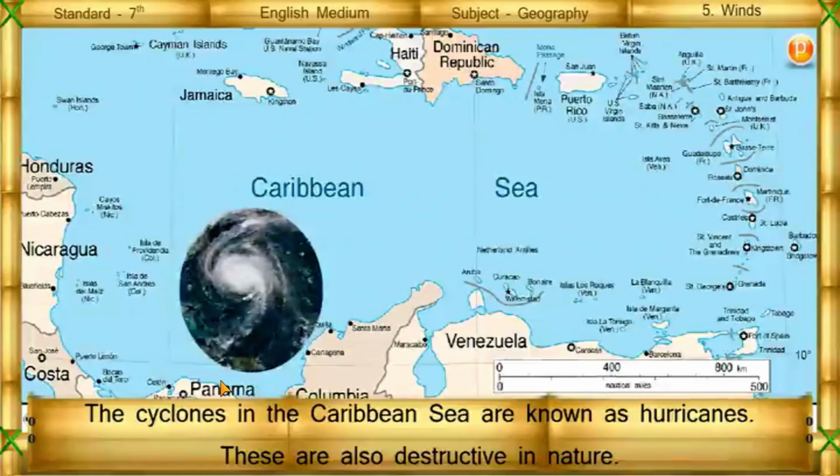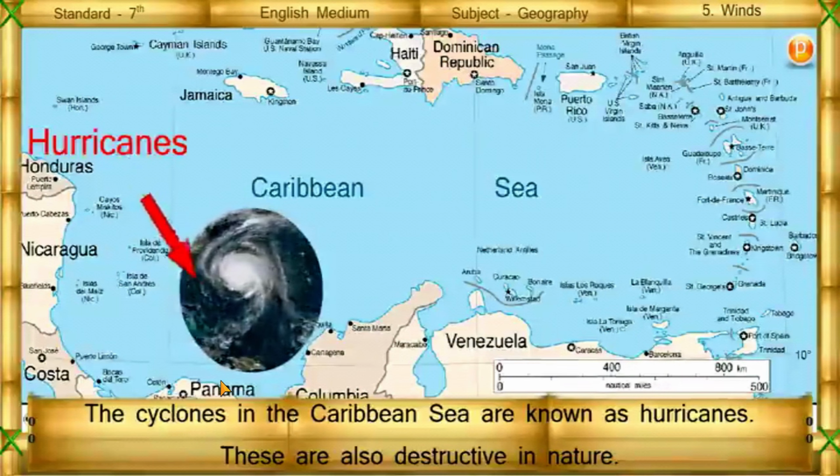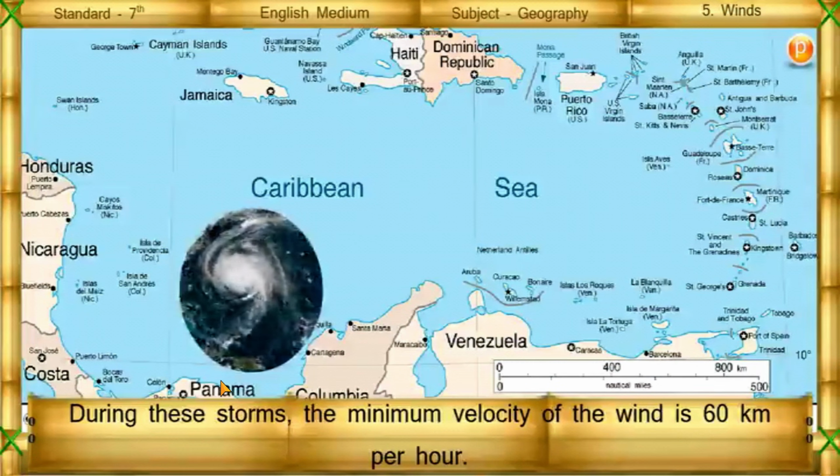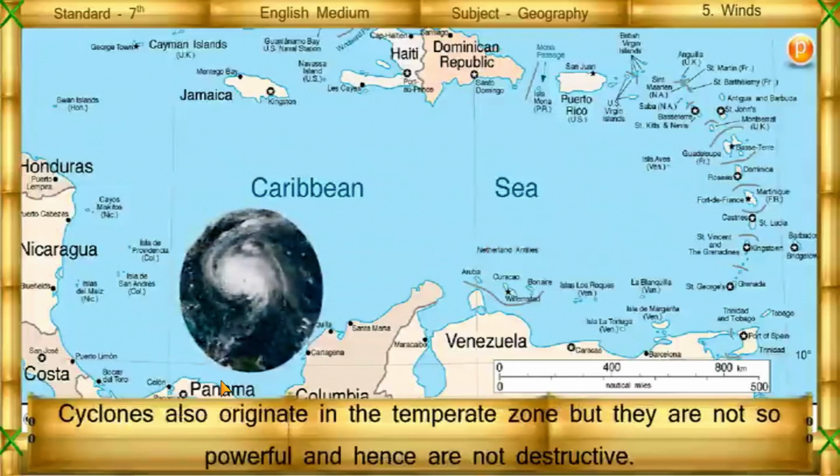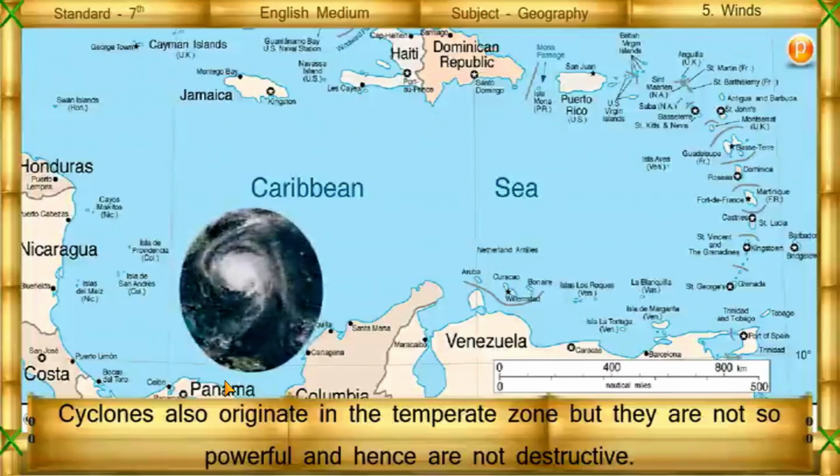The cyclones in the Caribbean Sea are known as hurricanes. These are also destructive in nature. During these storms, the minimum velocity of the wind is 60 kilometers per hour. Cyclones also originate in the temperate zone, but they are not so powerful and hence are not destructive.